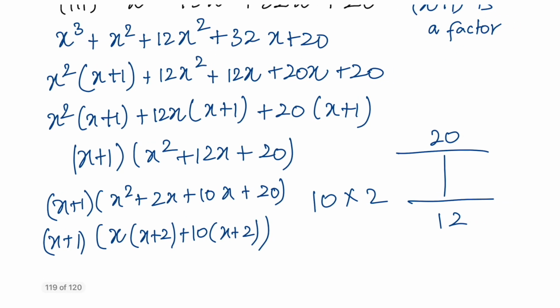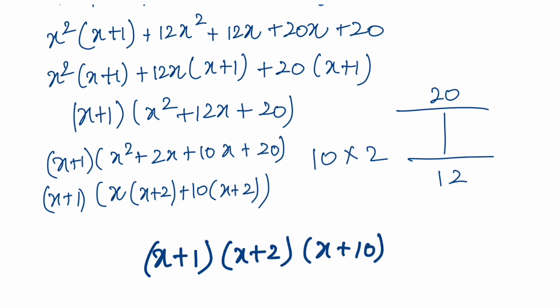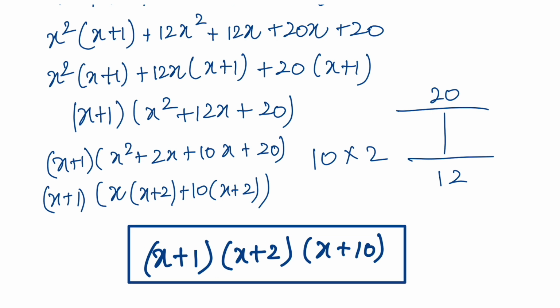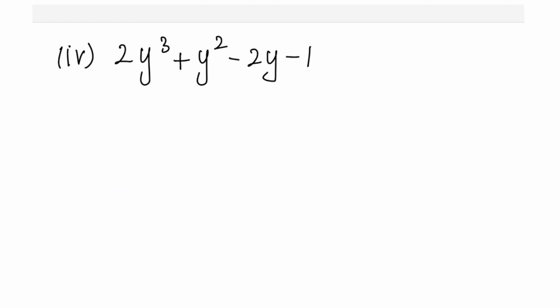Now you can further write straight away the answer. So (x plus 1) into, from the next two terms you can take x plus 2 as a common factor, and that leaves you with x plus 10. So that is the factorized form of this polynomial, and that is the answer to this question. We can do it faster if you just understand this concept a little clearly. Okay, moving on to the last subdivision.